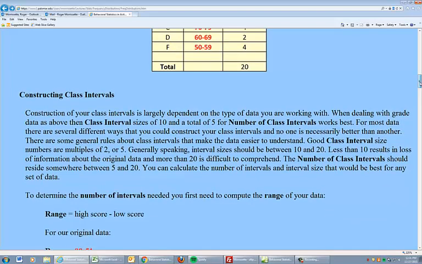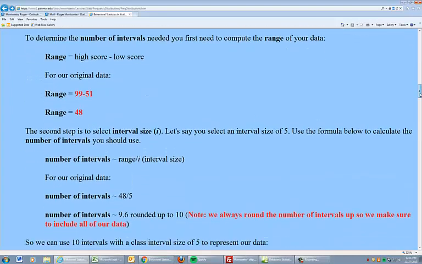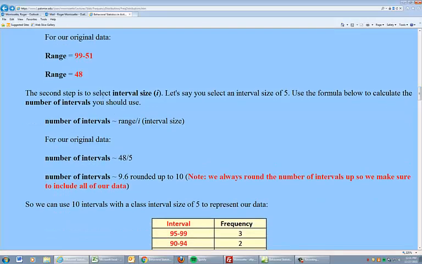So if you want to calculate one of these, say we want to calculate the number of intervals, it starts with calculating first the range. You calculate the range, high score minus low. From our data, it's 99 minus 51, or 48. And then you have to use the interval size. Now, the thing about calculating number of intervals or interval size is you have to know one of them. You can't have both of them as an unknown. So when I give you a problem like this, I will either give you the interval size or I'll give you the number of intervals, and you will have to calculate the other.